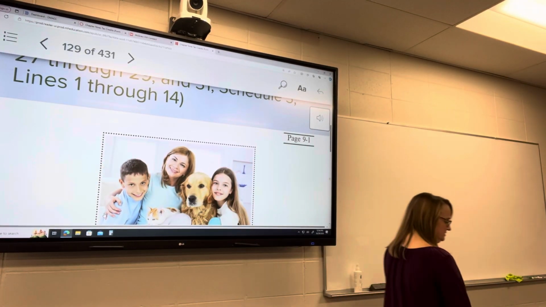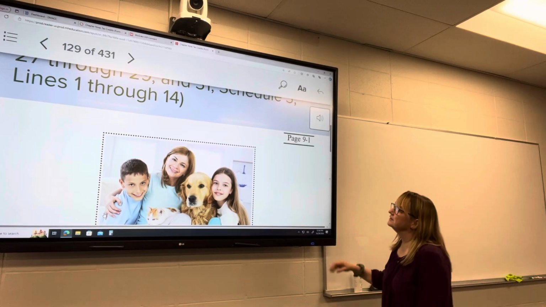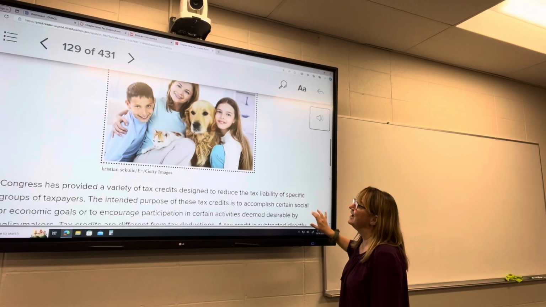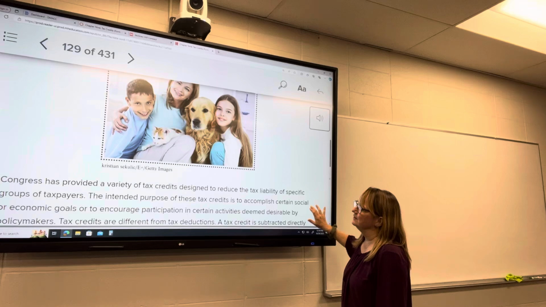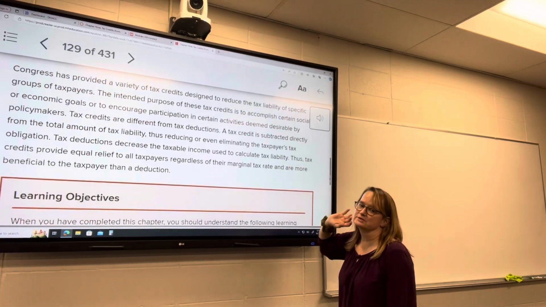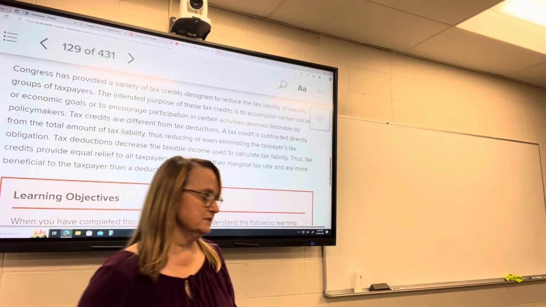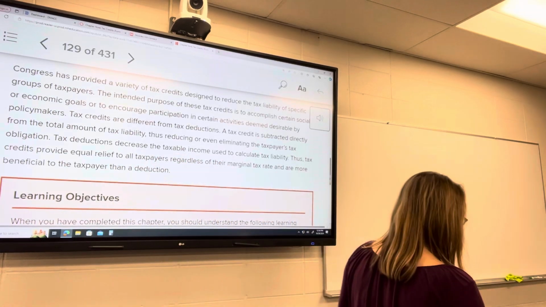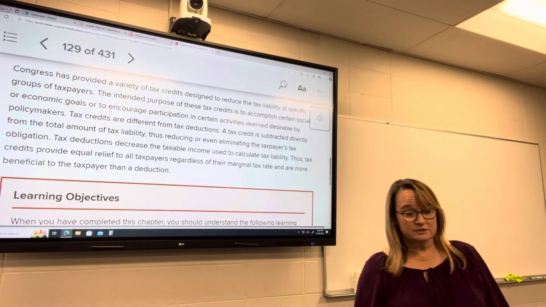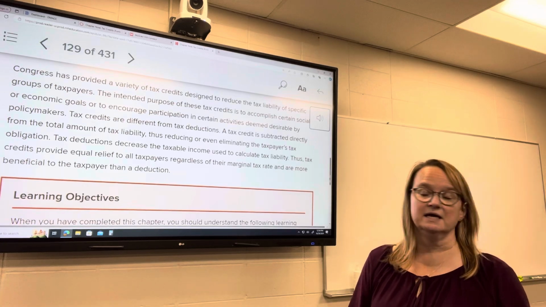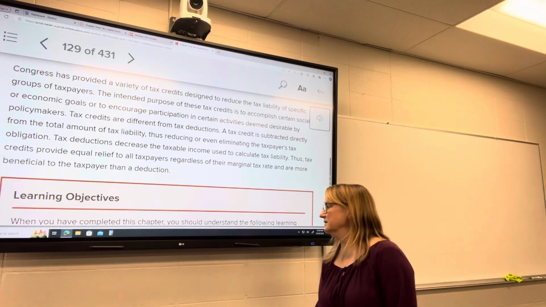So we are going to continue on here with chapter 9. Holy cow. Chapter 9 focuses on some particular types of tax cuts. Obviously this list is not exhaustive. There are lots of other types of tax cuts, but these are the main ones that are used by individuals.